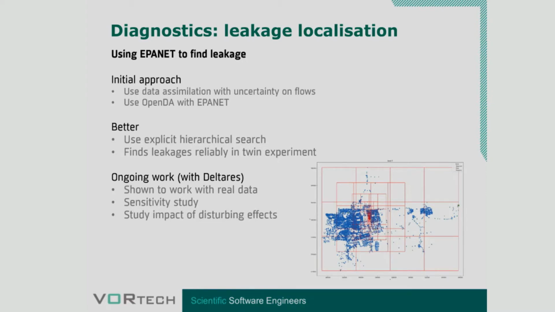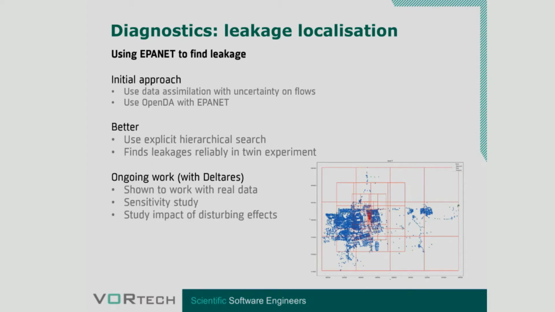We did initially a lot of experiments with a simulated environment, and there we could very well localize leakages. And now, the past year, we've been starting to work with real field data. And also there, the initial results are quite promising in that we can, in many cases, find a leakage within 100 meters of the actual leakage, depending on many things, but it works surprisingly well.